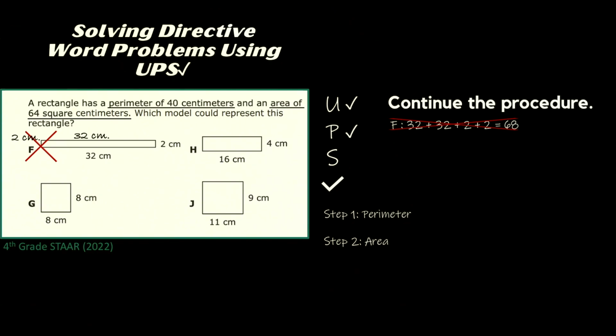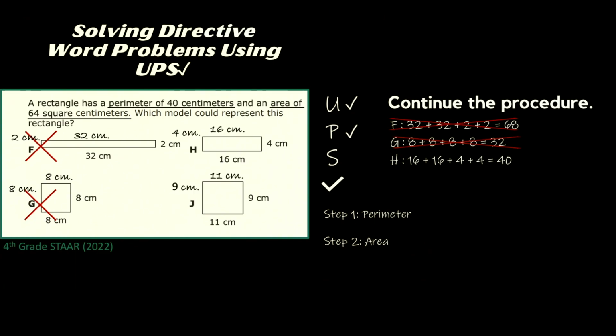So here you will continue the procedure. You will model for students how to find the perimeter of shape G by adding 8 plus 8 plus 8 plus 8, which equals 32. This is also not equal to a perimeter of 40 centimeters. So you would move on to shape H. 16 plus 16 plus 4 plus 4 does equal a perimeter of 40 centimeters. But you want to make sure to find the perimeter of shape J as well. 11 plus 11 plus 9 plus 9 also has a perimeter of 40 centimeters.